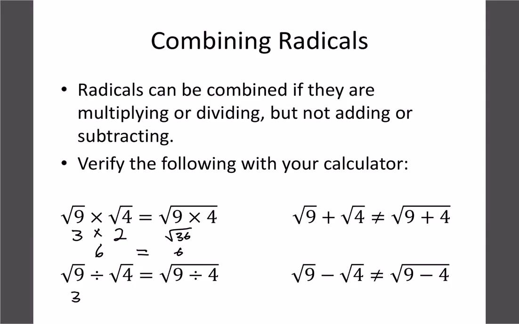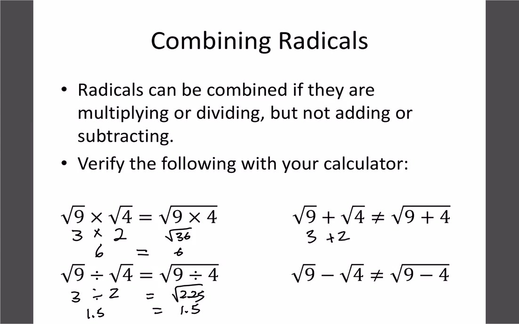And if we divide, the same rule applies. So 3 divided by 2 is 1.5. Here we get square root of 2.25, and if we do that on our calculator, we also get 1.5. So multiplying and dividing, we can actually split the roots apart into 2 different numbers or combine them into 1. But adding and subtracting doesn't work.